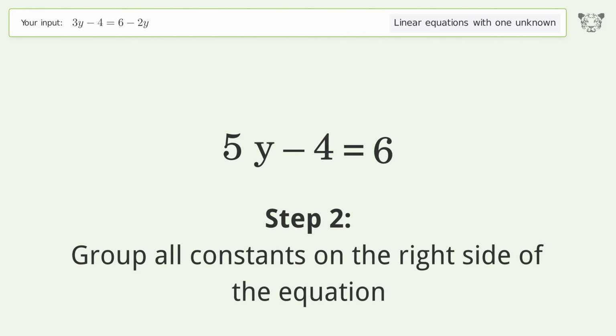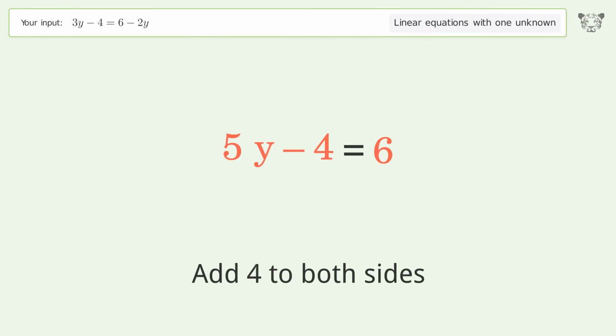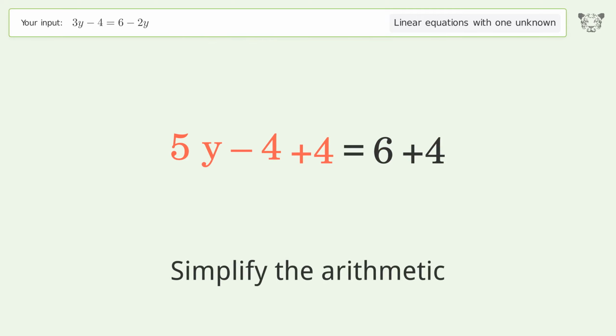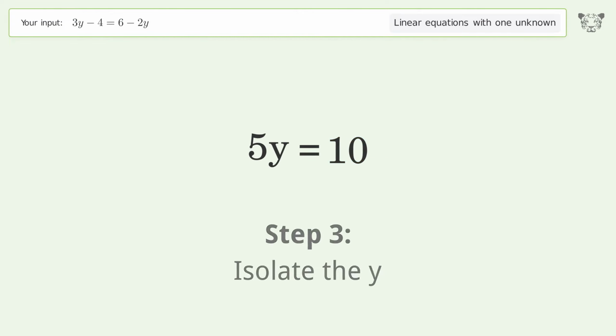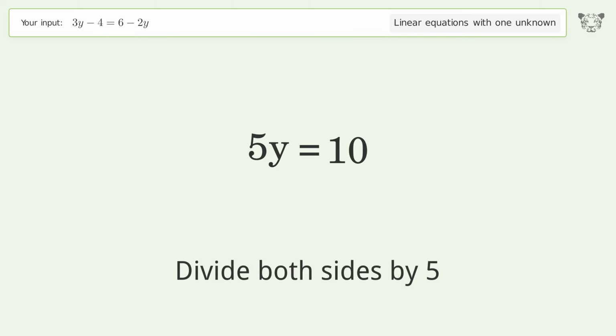Group all constants on the right side of the equation. Add 4 to both sides. Simplify the arithmetic. Isolate the y. Divide both sides by 5.